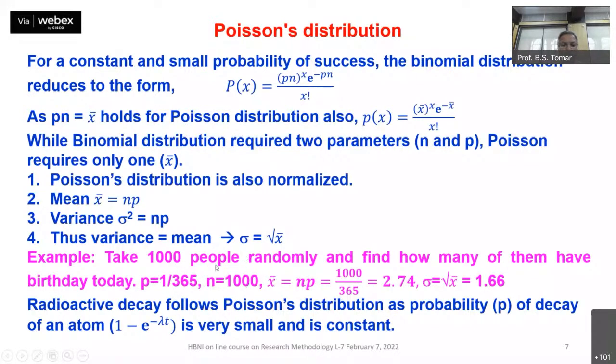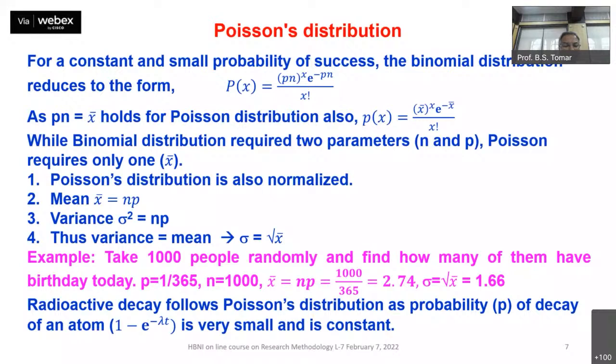So the probability of somebody's birthday falling today is 1 by 365. And if there are 1,000 people, then the mean value is NP, N into P, that is 1,000 into 1 upon 365, that is 2.75. So on the average, 2.75 persons will have. So you have to round it to the nearest integer. And then standard deviation is root x, so 1.66. So this is how you can use the Poisson's distribution to predict the outcomes of a sample study.